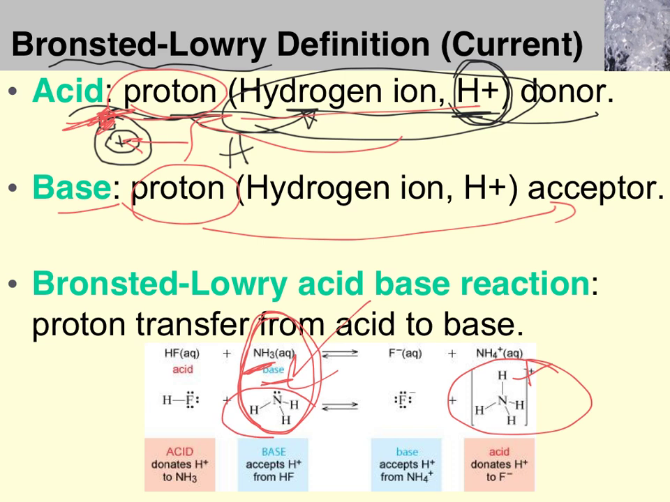So look at NH3 ammonia, for example. Just looking at its structure, it doesn't have an OH to donate, so it doesn't classically fit under the Arrhenius definition of producing hydroxide ions, but it can in effect accept a proton from an acid, and that's exactly what it does in this reaction. So it is in fact a base.